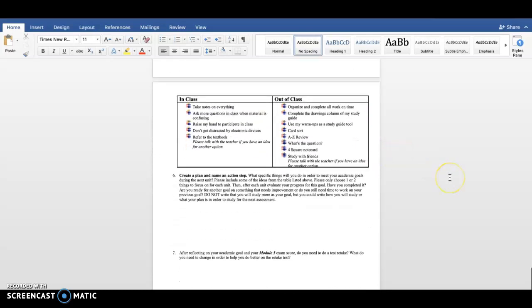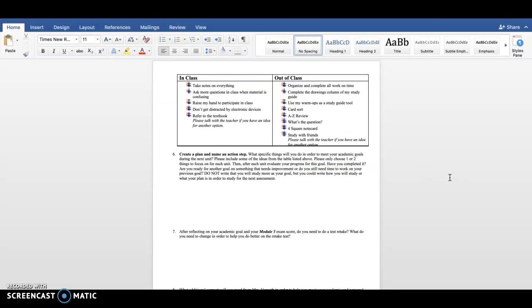Then number 6, at the beginning of the year, we review test-taking strategies, study strategies. I list some of them here at the top as a reflection piece, and I ask them to create an action step or plan. How are you going to study for your next assessment? And a lot of my students come from oral traditions or are auditory learners, and so a lot of students write, will work with my partner, ask my partner questions, things like that. And I found that to be a really successful study tool for my students.